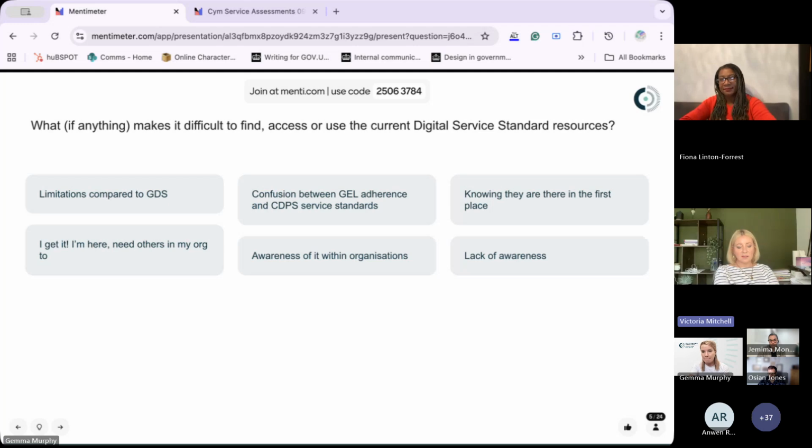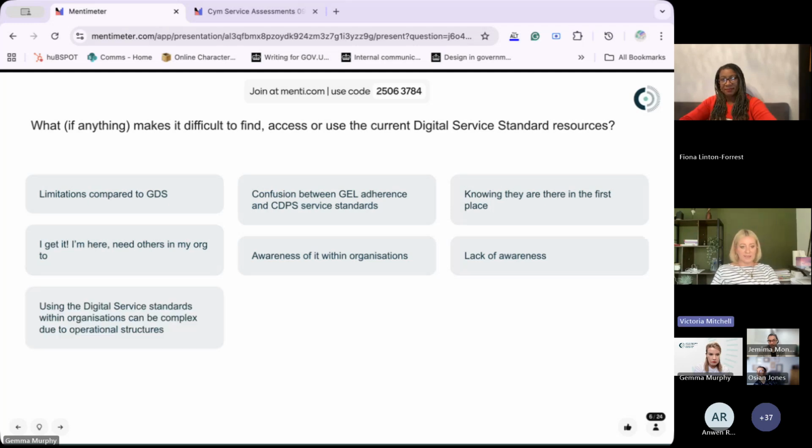Thanks, Gemma. And we can see here, obviously, in these responses too, awareness is appearing a few times. So I am assuming from that people generally don't know what's available to them, which is interesting. So clear action for CDPS there to improve on that.